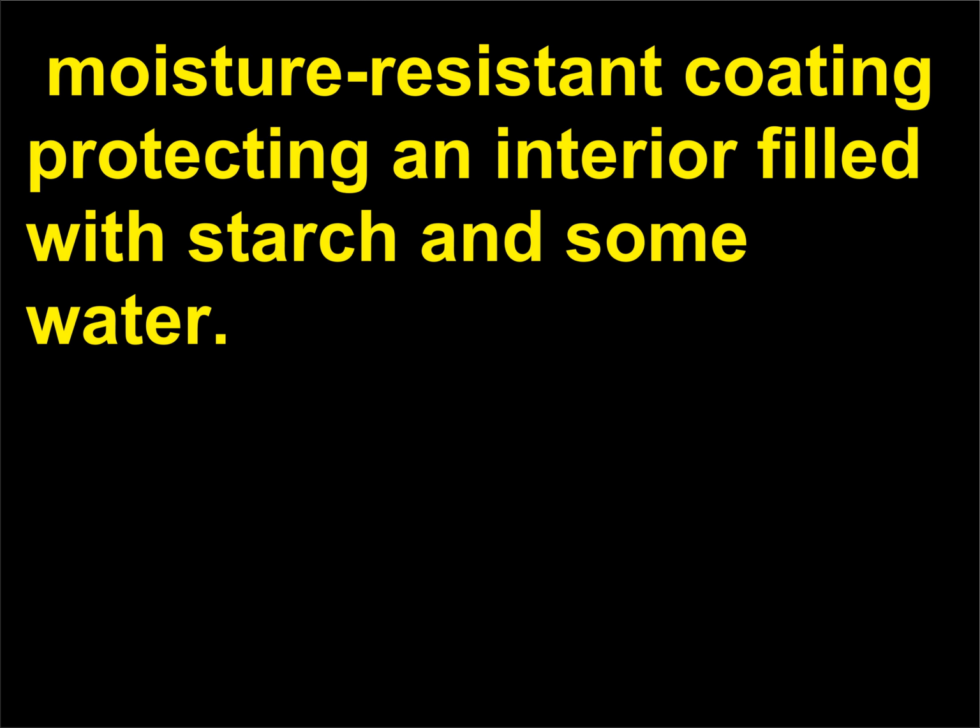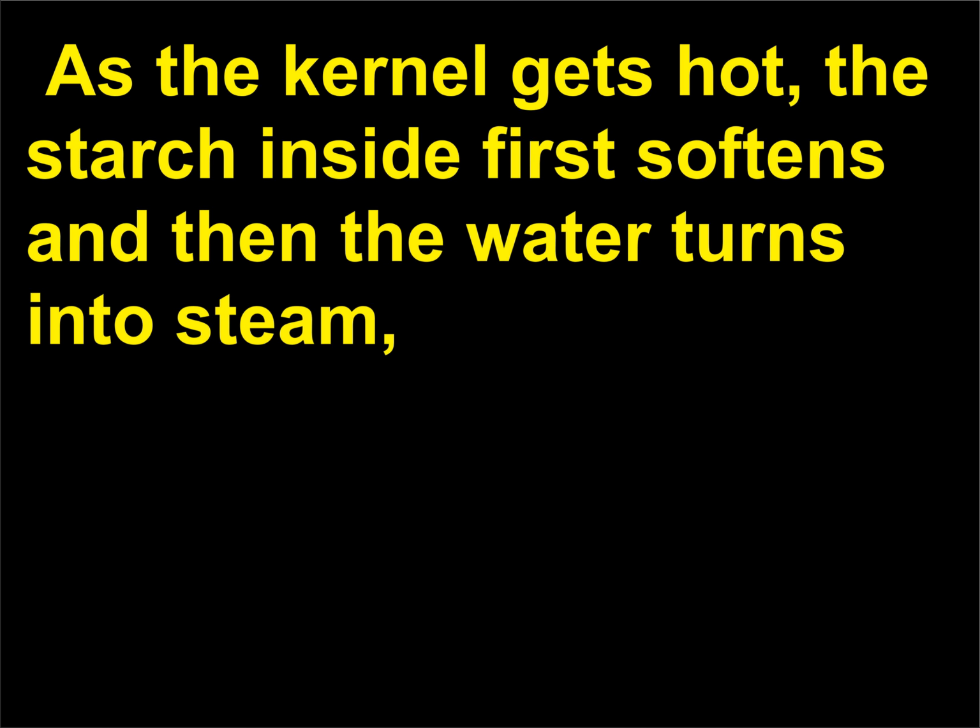How does popcorn pop? The shell of a popcorn kernel is a hard, moisture-resistant coating protecting an interior filled with starch and some water. As the kernel gets hot, the starch inside first softens and then the water turns into steam, which raises the pressure inside the kernel.